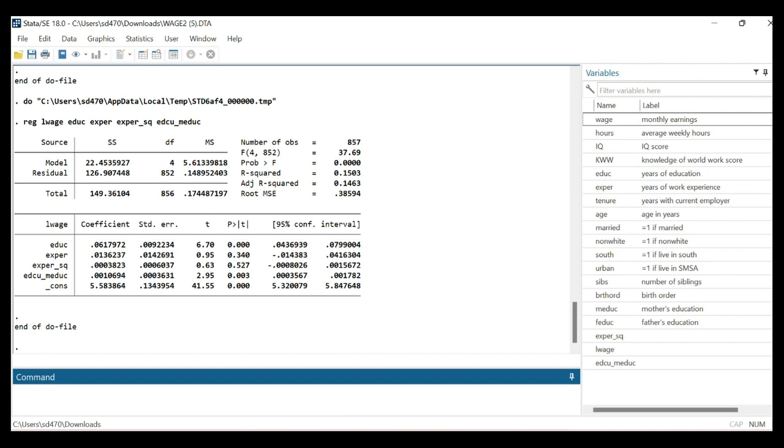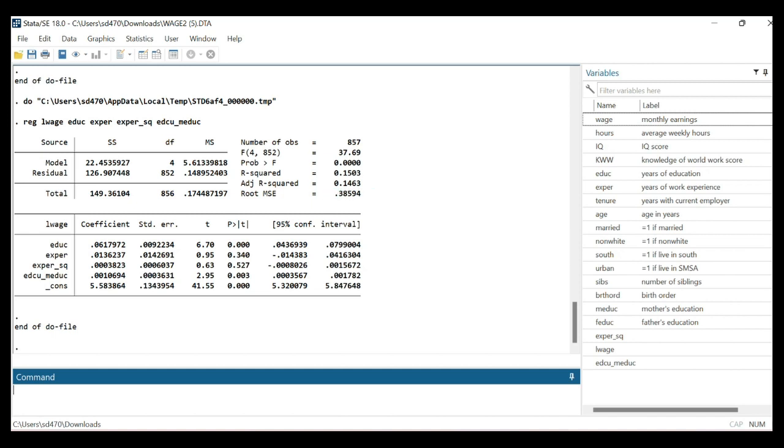And lastly, root MSE is the square root of this variance of the residuals, which we know is called the standard error of the regression, that we denoted by sigma hat.